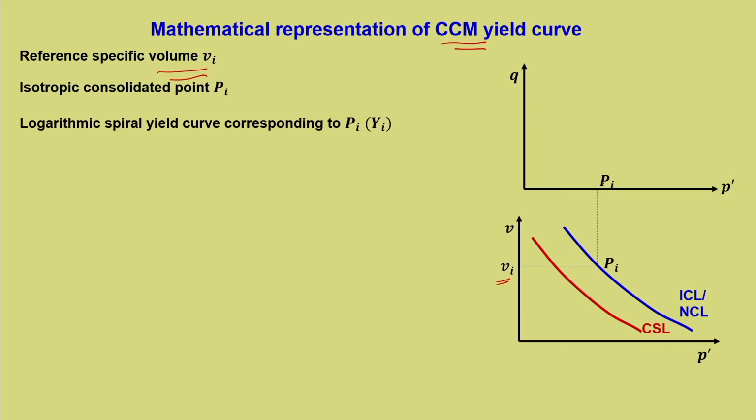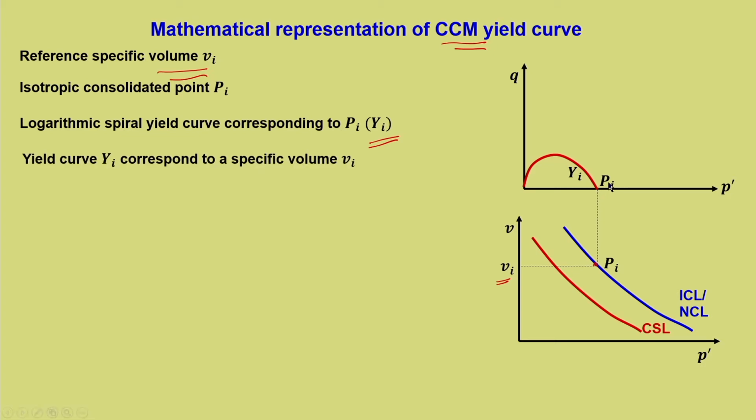Now, this is the initial point Pi, and the logarithmic spiral curve corresponds to this particular point. We have already seen in the yielding lecture that the extreme point is given by the pre-consolidation pressure. Now, for this particular case, it is Pi. So, the extreme point of the yield curve Yi will be Pi. So, we need to fit a logarithmic spiral Yi, which is the yield curve corresponding to Pi.